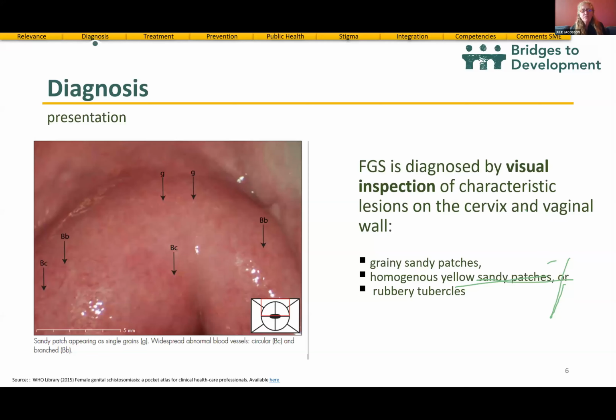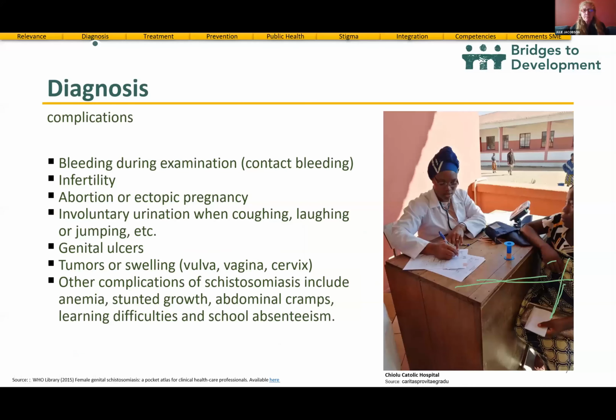And when there are questions on this, we have several people in the SME group that can really give you some more ideas about this and what you find on exam. In the picture here, the arrows are indicating different areas of abnormal blood vessels and of these grainy sandy patches.